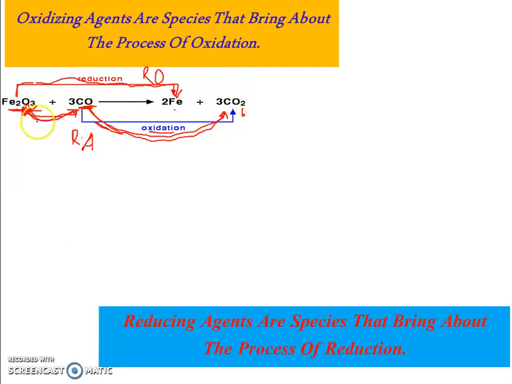So you can see here that the one that brought about the process of oxidation that caused carbon 2 oxide to be oxidized is your oxidizing agent. Is your oxidizing agent. I'm sure you got that right. Now I'm going to use another example and we'll see.